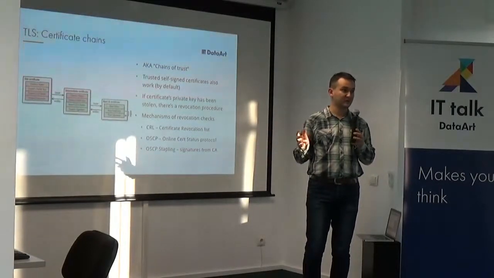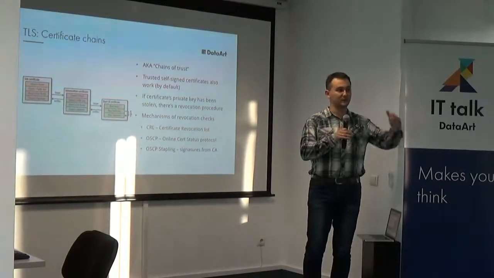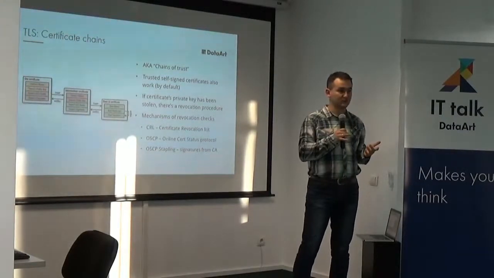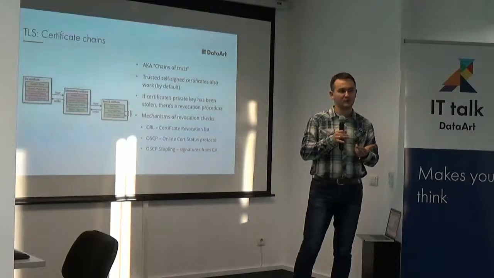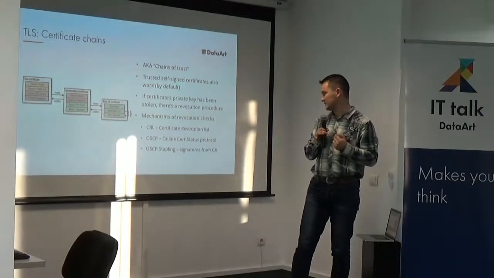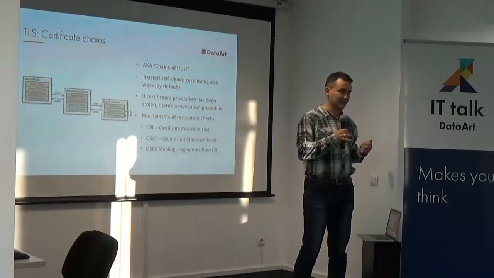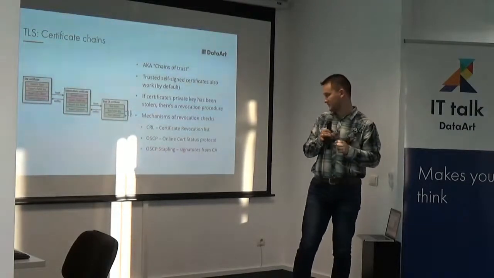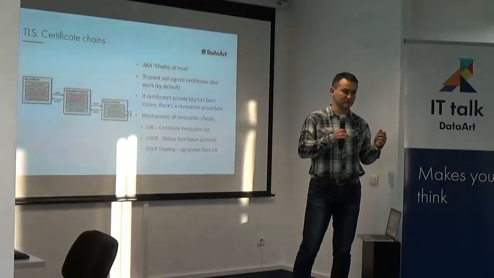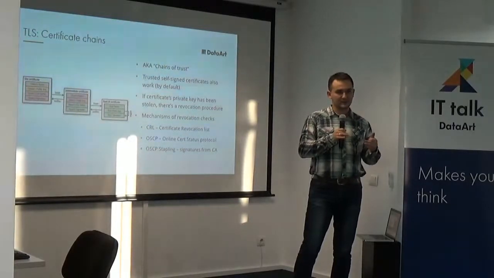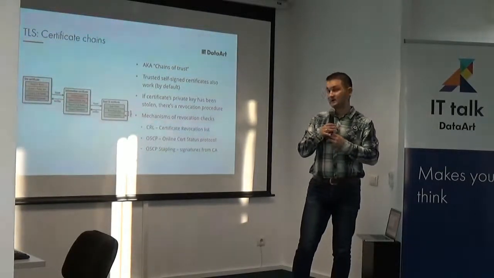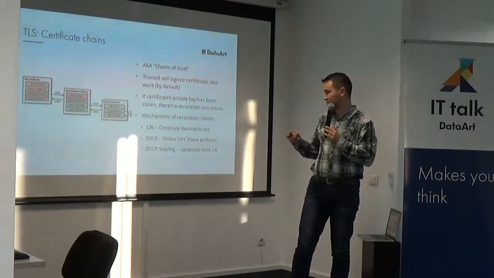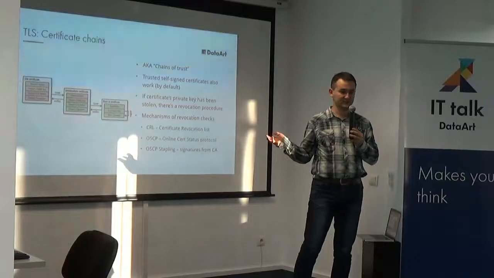The certificate revocation list, when the system downloads a full list of revoked certificates. Then the online certificate status protocol, when the system asks for a particular certificate. And so-called OCSP stapling, when the certificate authority returns a signed response, sent by the client, indicating whether the certificate is valid or not. So there are 3 basic procedures of checking the certificate for revocation.